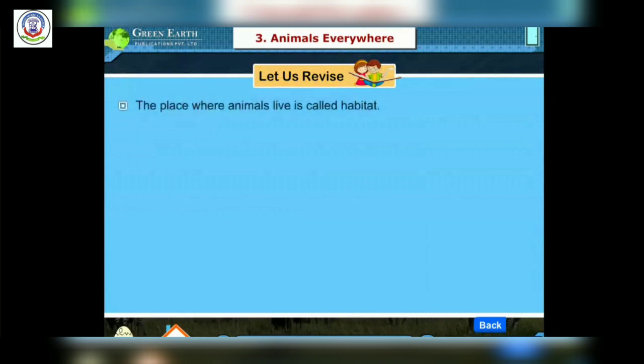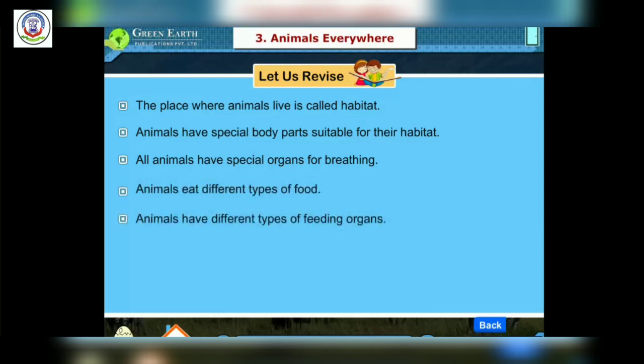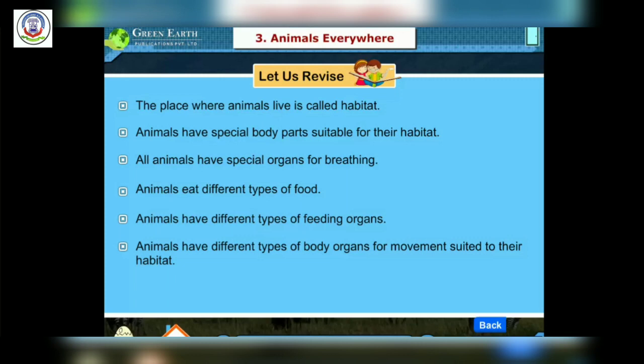Let us revise. The place where animals live is called habitat. Animals have special body parts suitable for their habitat. All animals have special organs for breathing. Animals eat different types of food. Animals have different types of feeding organs. Animals have different types of body organs for movement suited to their habitat. Migration in animals is a regular movement.